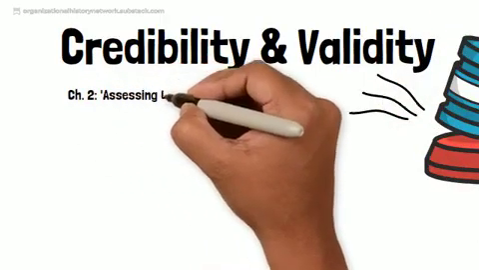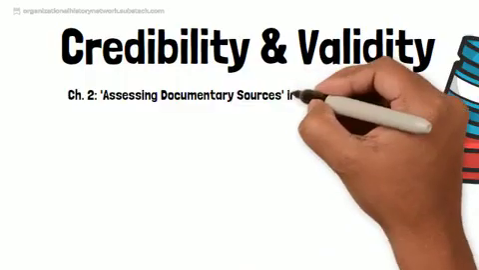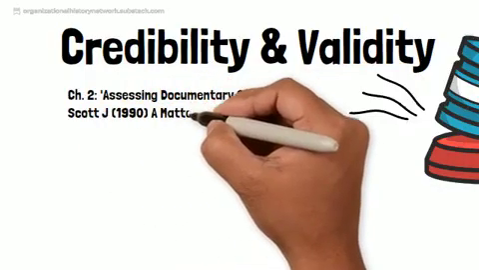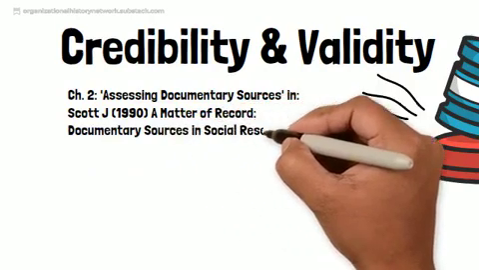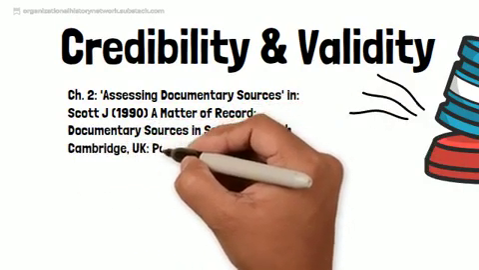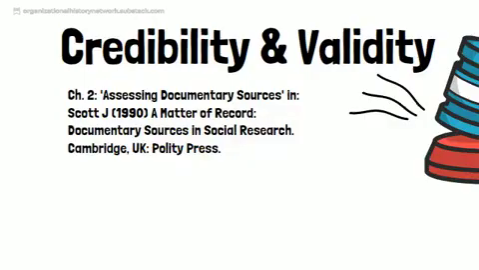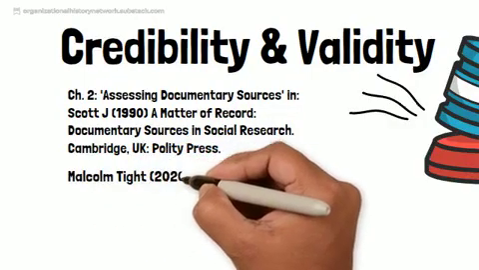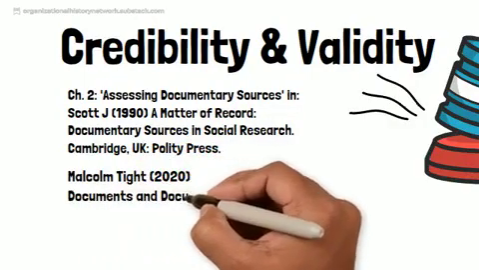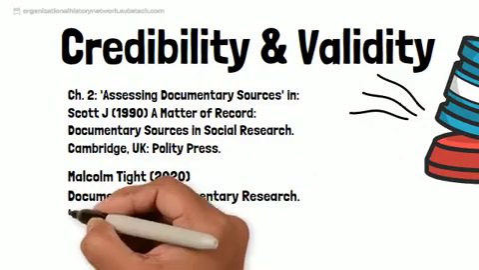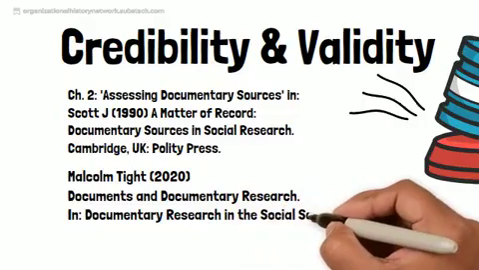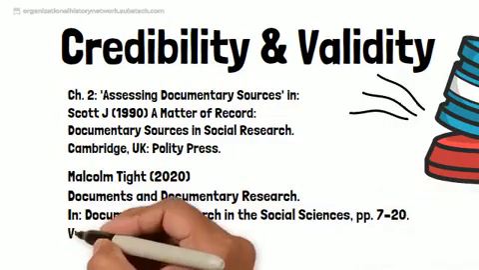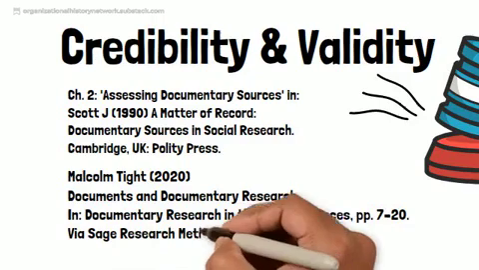And I've given you two references here. The first one is Assessing Documentary Sources, a chapter in John Scott's book, A Matter of Record, that introduces ways of working with documentary sources. And secondly, Malcolm Tight's Documentary Research. He's sort of introducing this approach to you. This is available through the SAGE Research Methods collection. Okay, so we've looked at credibility and validity.